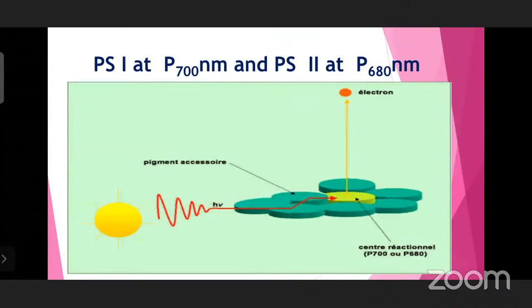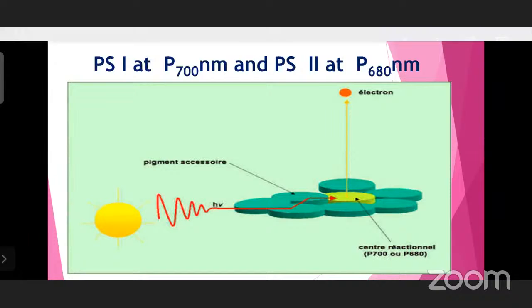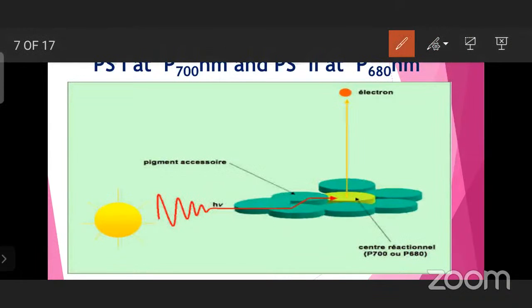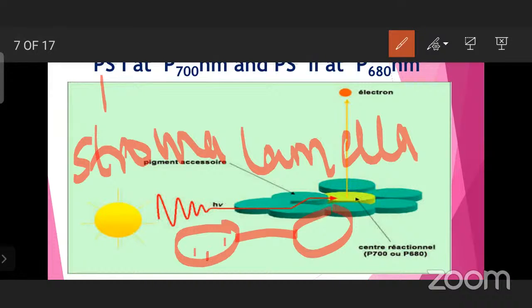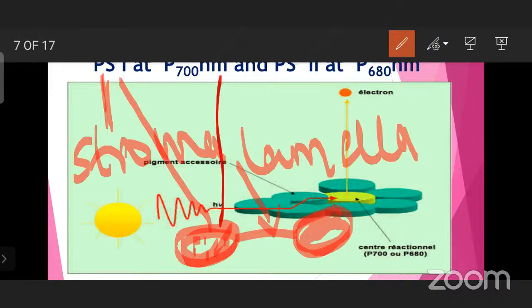And one more important thing you have to remember, there is only single PS1 in the stroma lamellae. Stroma lamellae is nothing but the connecting link between two granas. For example, these two are granas, and this is the stroma lamellae. So in the stroma lamellae, only PS1 will be there, whereas in this grana, both PS1 and PS2 will be there.